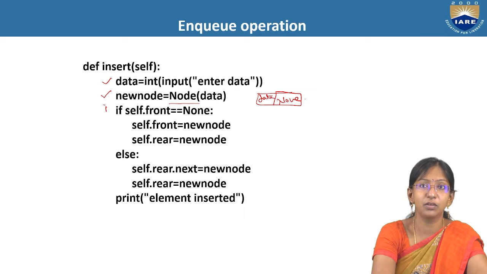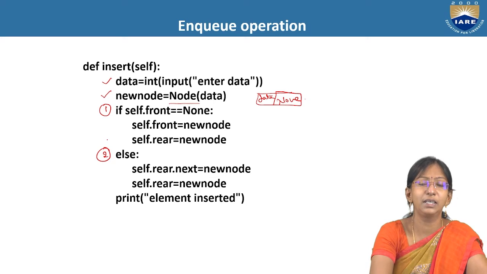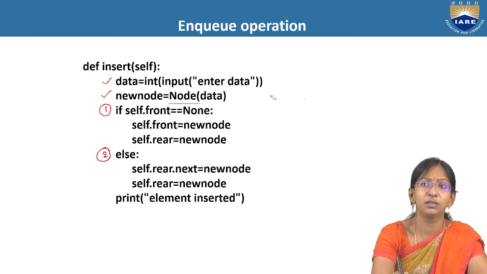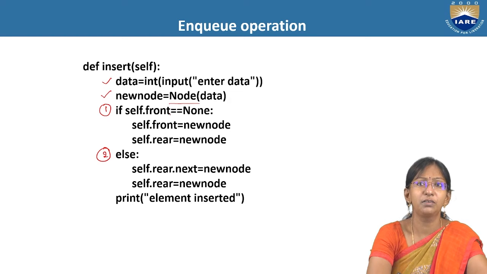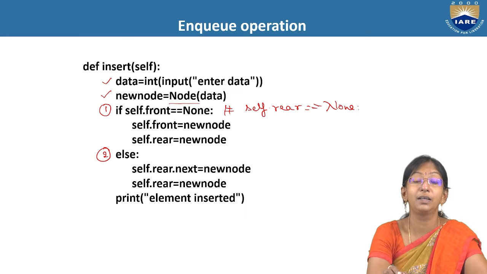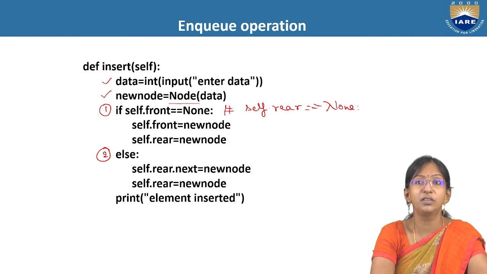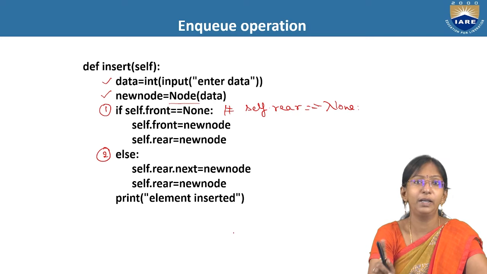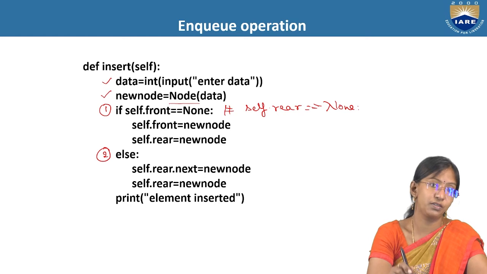It has two cases, case number 1 and case number 2. What does case 1 tell us? How can you insert an element into a queue if its front is None? Or you can also state it as: what if self.rear is equal to None? Guys, recollect, when are the front and rear going to hold None? In the case where the queue is empty, right? There is no element in the queue itself. The node which you have created just now is the first node of its kind.